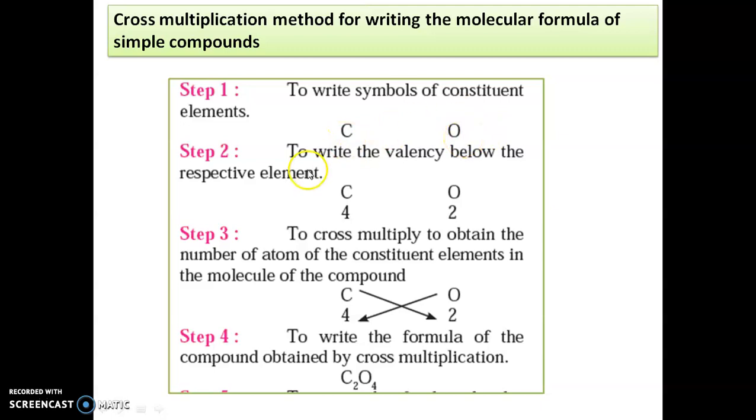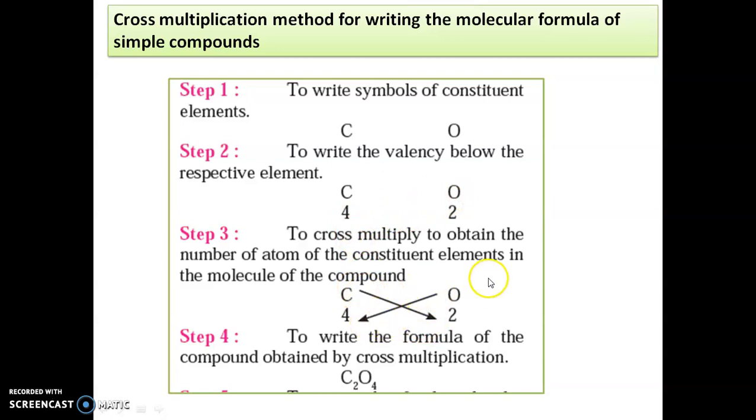Then next, write the valency below the respective element. Now since valencies are given to us, we will write that for carbon its valency is 4 and for oxygen its valency is 2. Now going to the method of cross multiplication. In maths we have studied cross multiplication. Cross multiplication means what? C has to be multiplied with 2 and O has to be multiplied with 4. Here you can see cross.